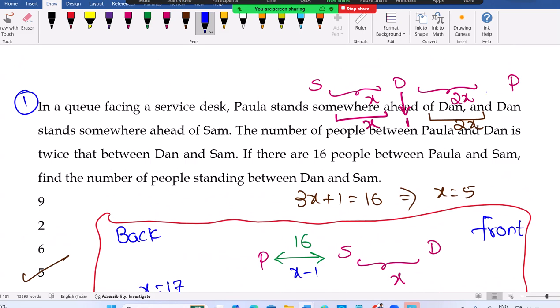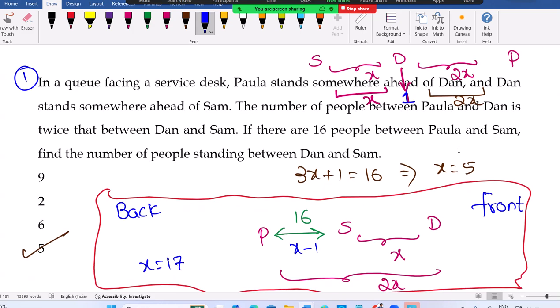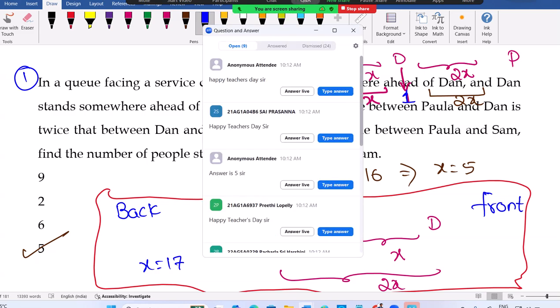Okay, here 2x, here x. But many will think that between Sham and Paula, 3x people, so 3x plus 1. Here x gap, here 2x gap, here one person is there. 3x plus 1 equal to 16, x equal to 5 here. That's what between Dan and Sham, how many people are there is nothing but equal to 5. No ranking concept here actually. It's all about reading the question and solving. It's not involving any ranking concept also. Hope you understand this question. Answer is 5. Perfect.